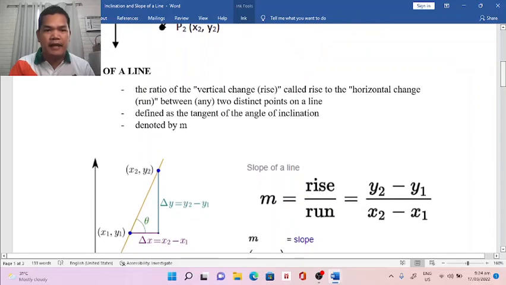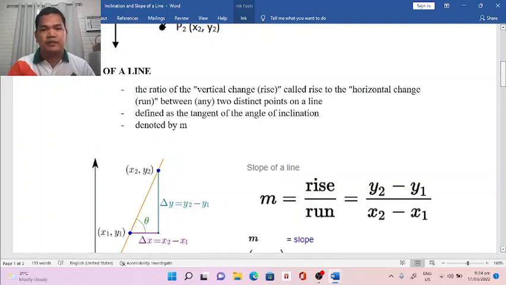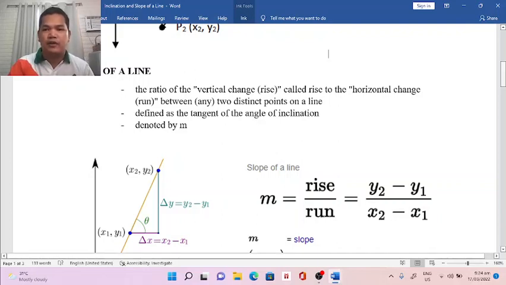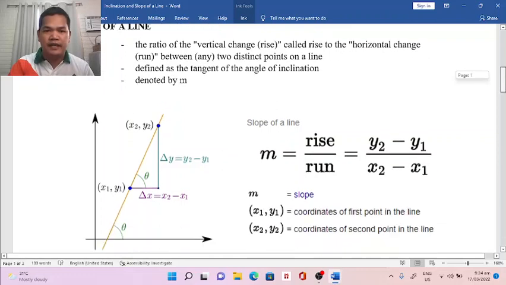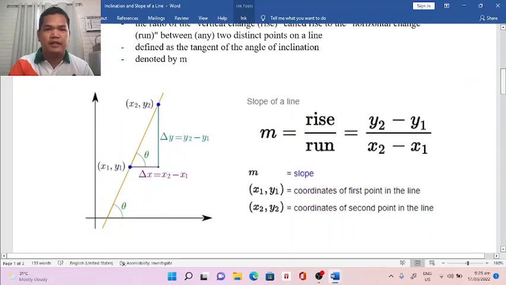Now let's proceed to the slope of a line. The slope of a line is defined as the ratio of the vertical change, which is usually called the rise, to the horizontal change, usually known as the run, between any two distinct points on a line. It is also defined as the tangent of the angle of inclination. It is usually denoted by a small letter m.